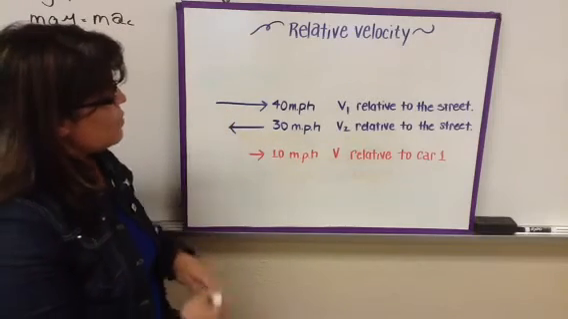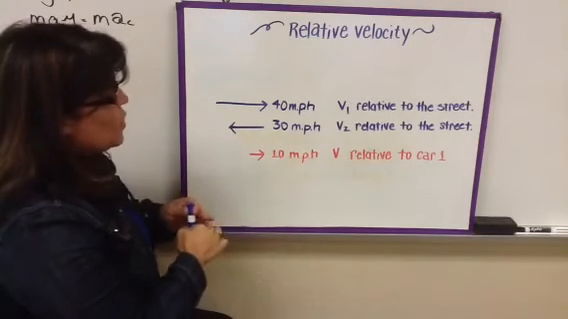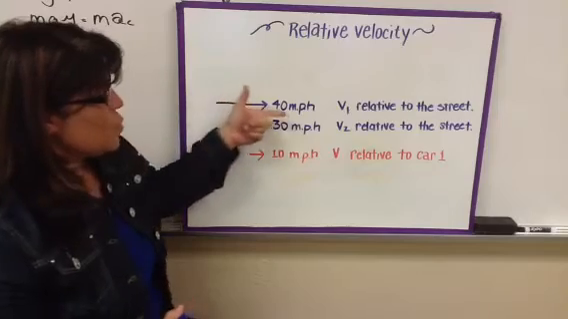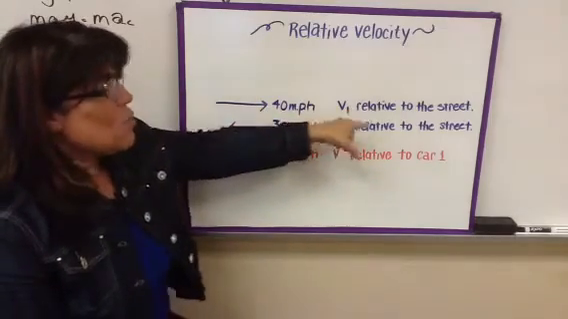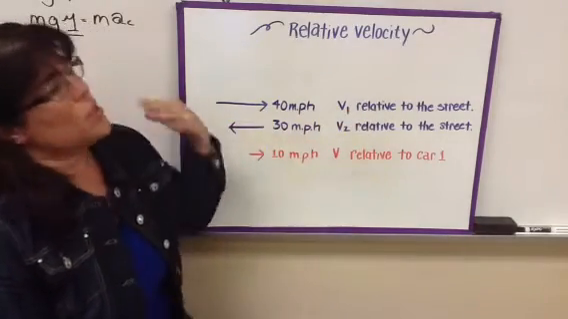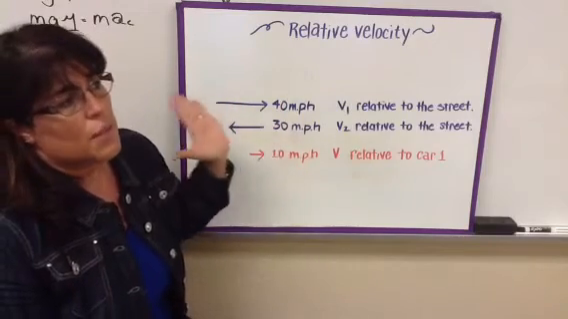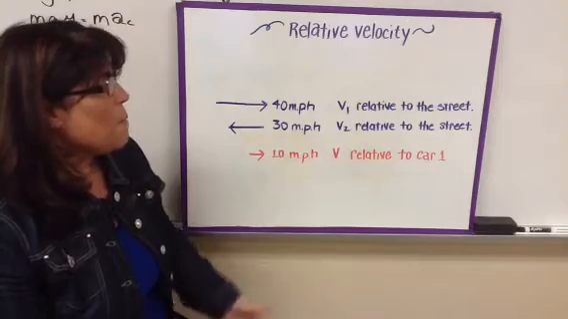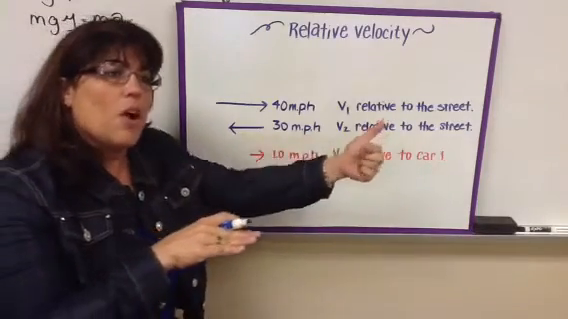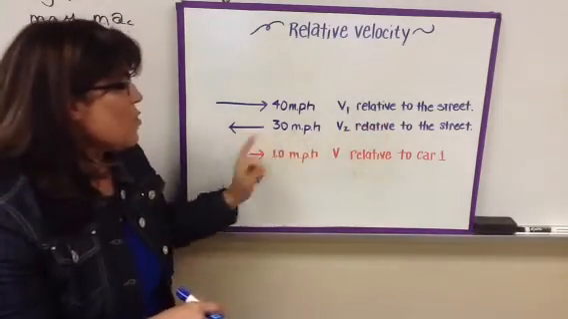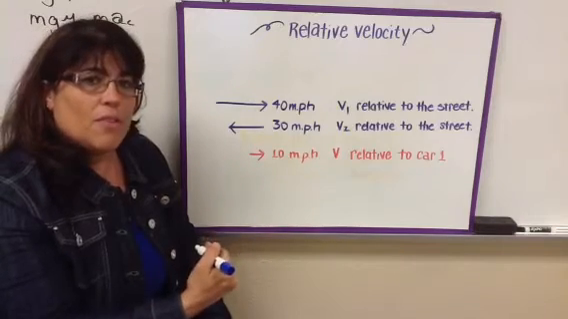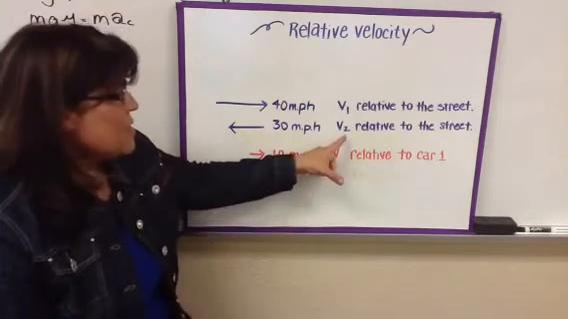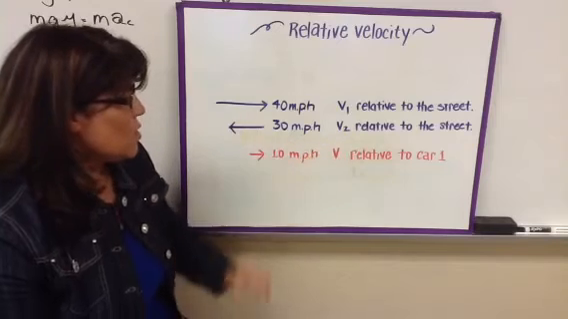So here's an example. If I'm driving down the road at 40 miles per hour and I'm going this way, this is my velocity relative to the street. If there's someone standing on the side of the street, they see my car moving forward and I can be clocked at 40 miles per hour. As I'm driving down the road, another car is going to pass me. They're going 30 miles per hour in the other direction. So velocity 2 is relative also to the street.